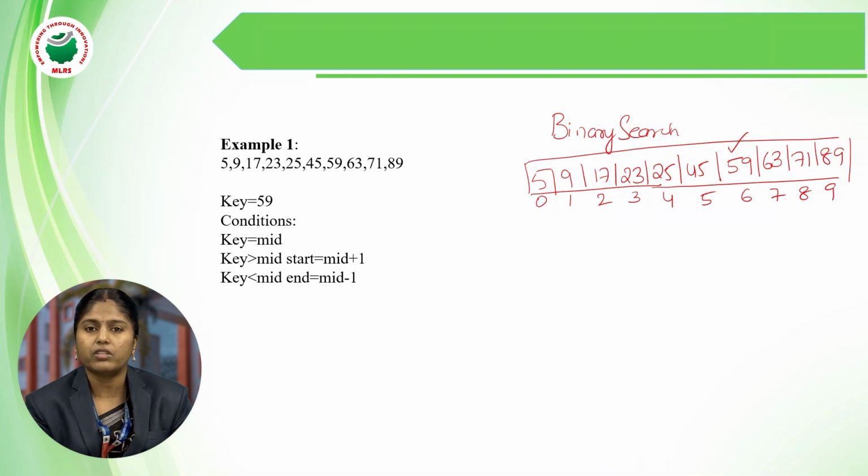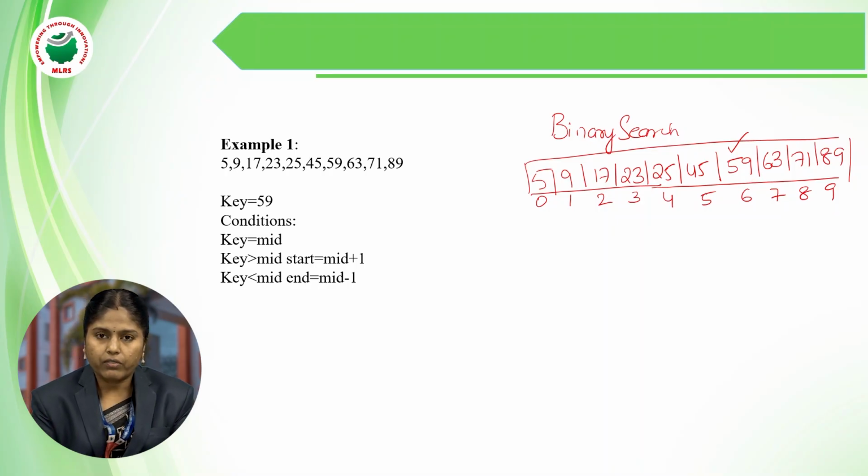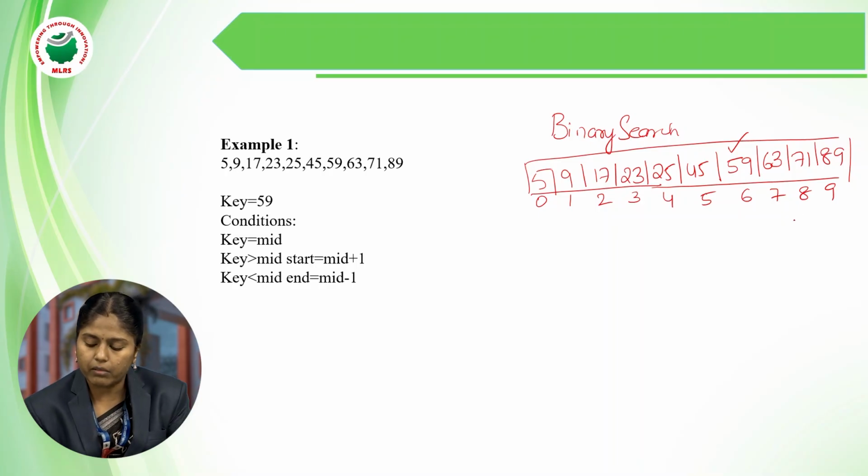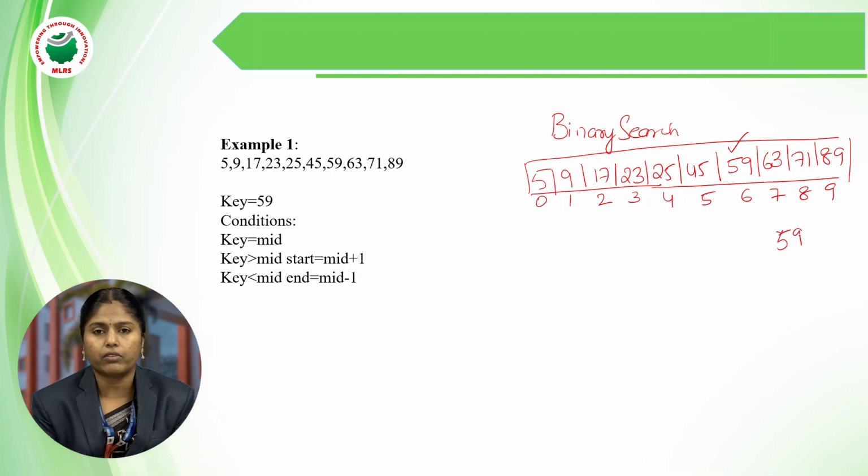For that purpose we are using the divide and conquer strategy. The large problem is divided into sub problems, and then we calculate it. Generally I have taken a simple problem, that is 10 elements kept in one array, and we are going to find this 59 element. How are we going to find it?